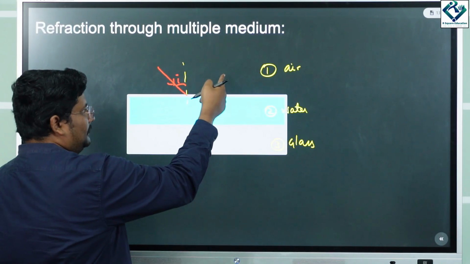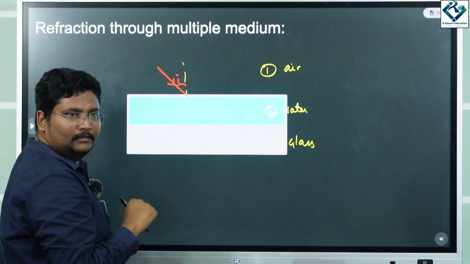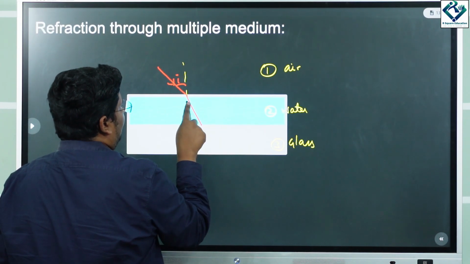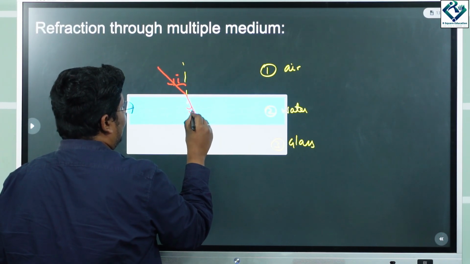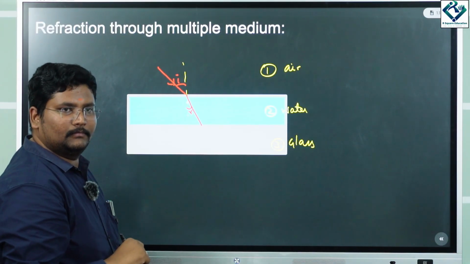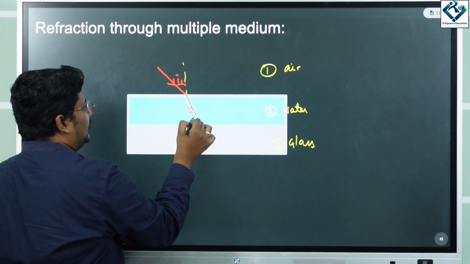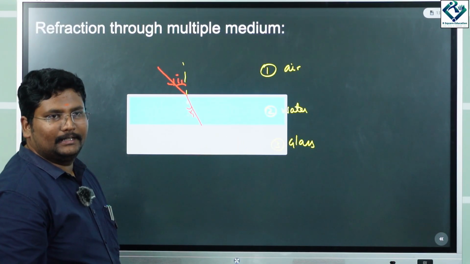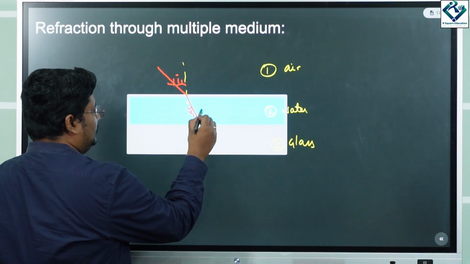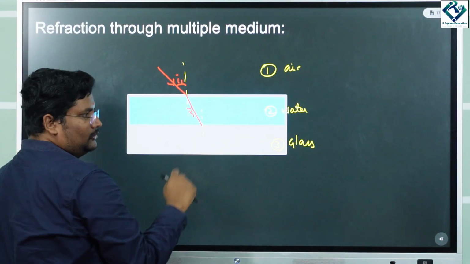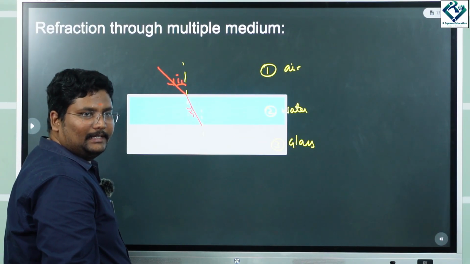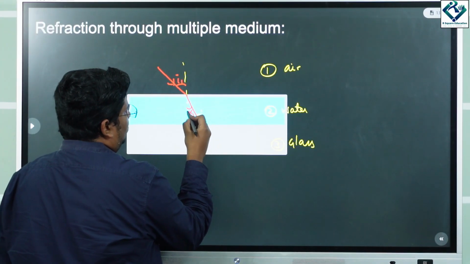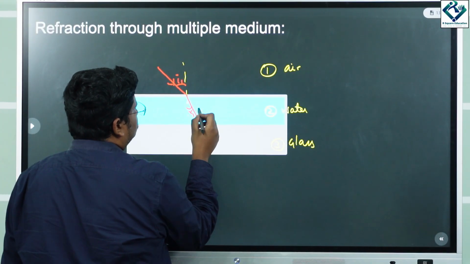And then what will happen? Rarer to denser. So what will happen? Bending towards the normal. So it bends towards the normal, and this is going to be angle of refraction. Okay, let me take it as I1, R1. Now what happens? After water, it is going to reach glass. Okay, so again, rarer to denser, because glass is somewhat denser than that of water. So the bending of light, so this, let it be, can I take it as I2?